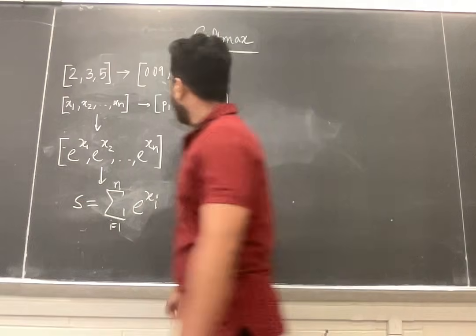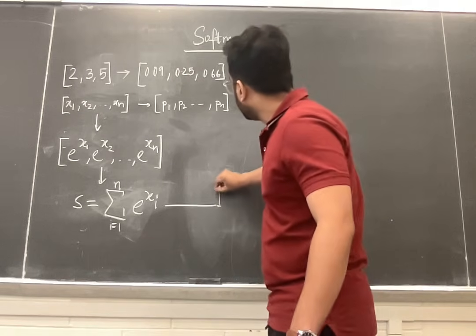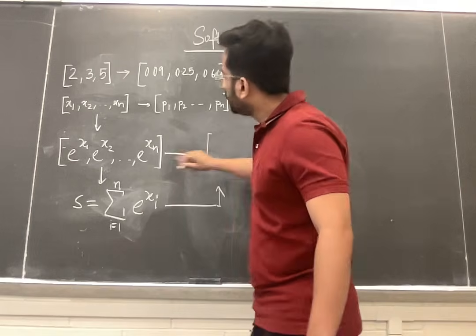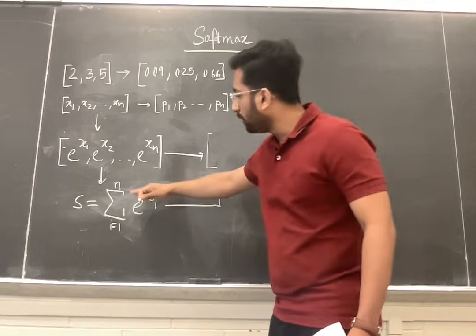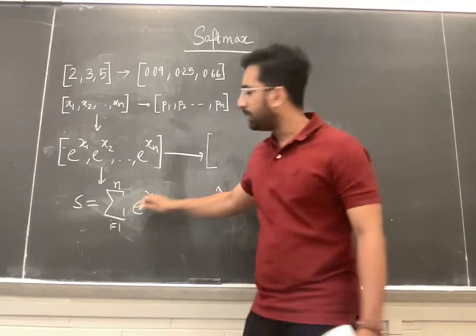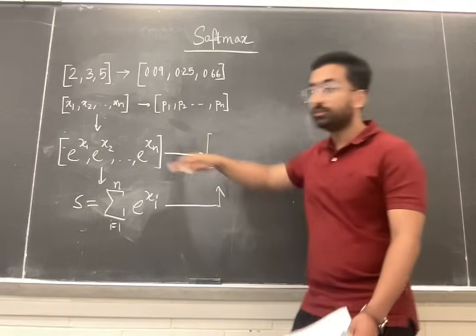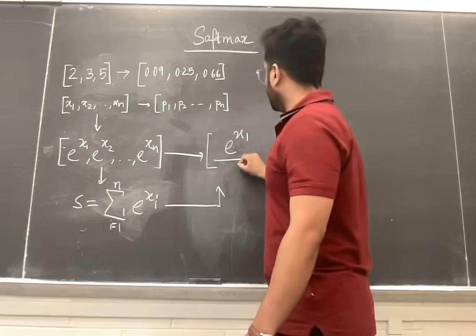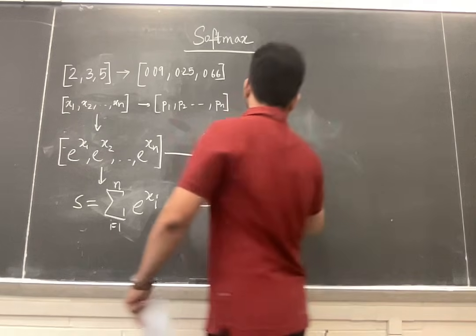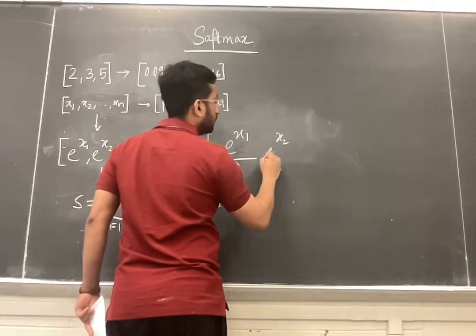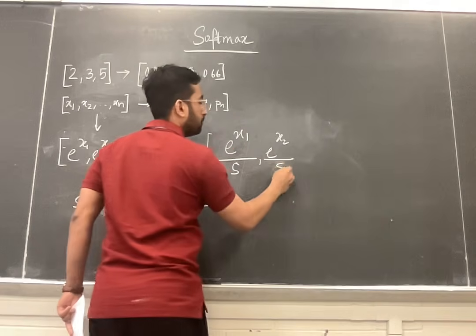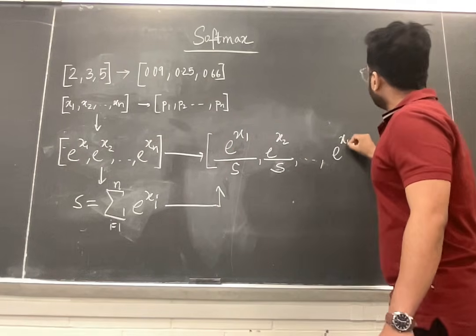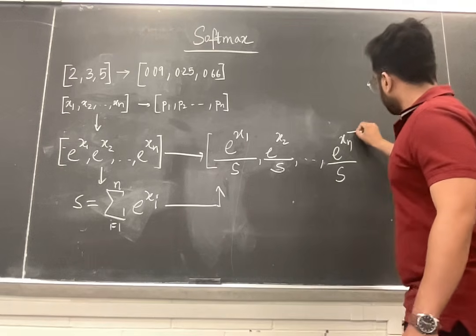Okay? And then it does the following. It combines them. Now you divide each of the numbers by this sum, so the sum of all these numbers will become 1. So you make it e to the power x1 divided by S, e to the power x2 divided by S, ..., e to the power xn divided by S.